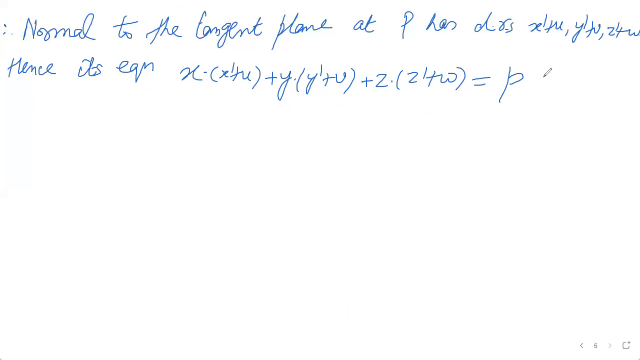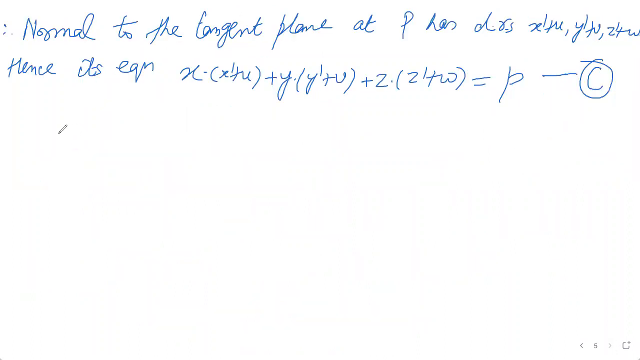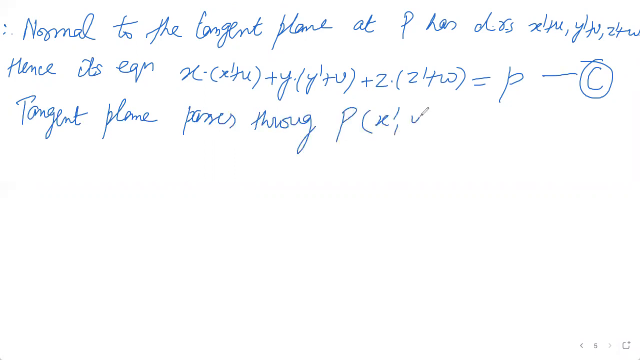Now suppose it is a question number, I am saying c a b c. Also, the tangent plane passes through the point p. This plane and the sphere share p as a common point, so it will satisfy both. So the tangent plane passes through this point p also, because it's a common point to the sphere as well as to the tangent plane. So it will satisfy c.